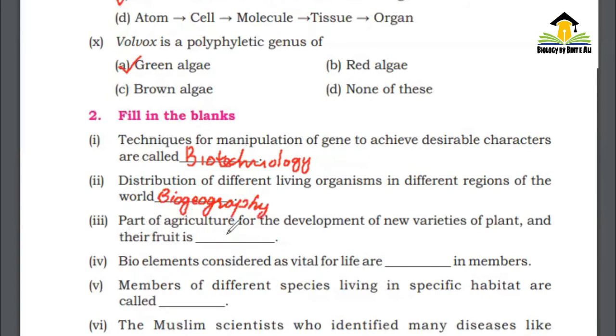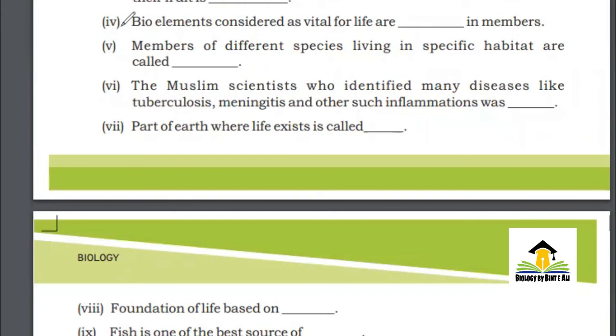Number 3, part of agriculture for the development of new varieties of plants and their fruit is horticulture. Number 4, bioelements considered as vital for life are 16 in number. Number 5, members of different species living in a specific habitat are called community.